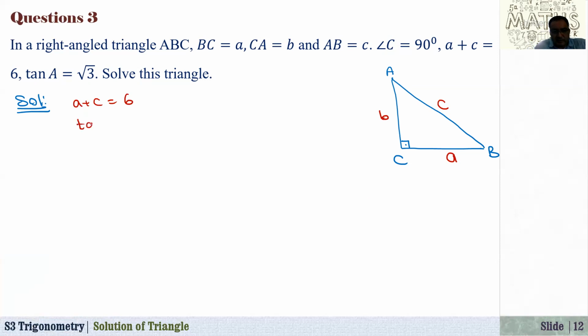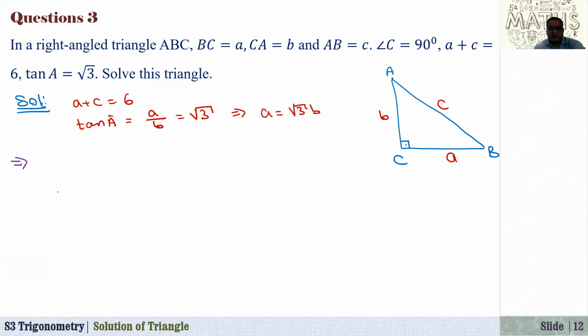And also it's given that tangent of A, right? What is tangent of A? Tangent of A is the opposite side, that is A over B. That's equal to square root of 3. Okay, so immediately from here we can get this relation: A is equal to square root of 3 times B. And to solve this triangle means that we have to find the lengths of A, B, and C.